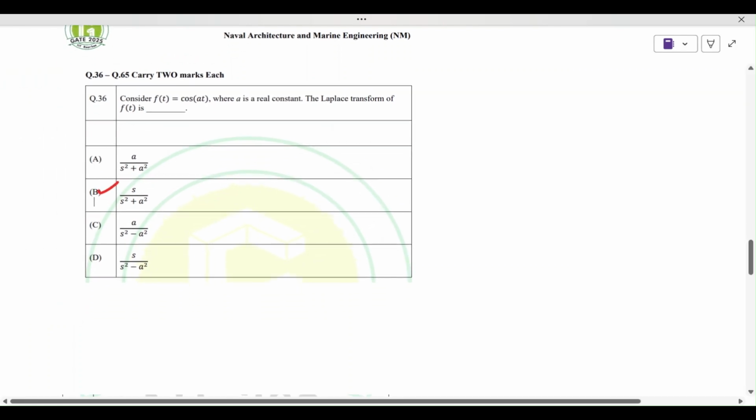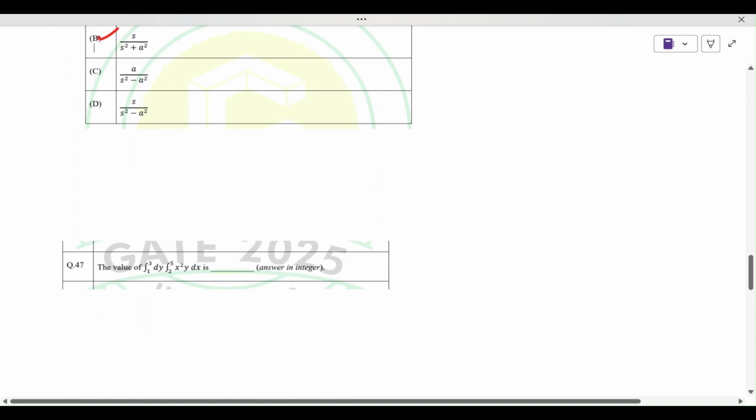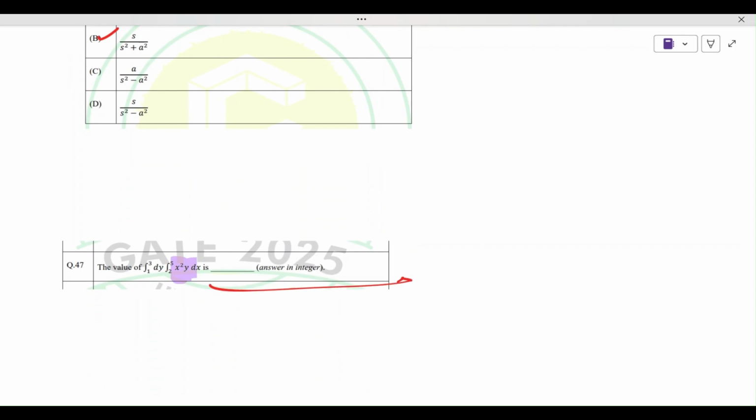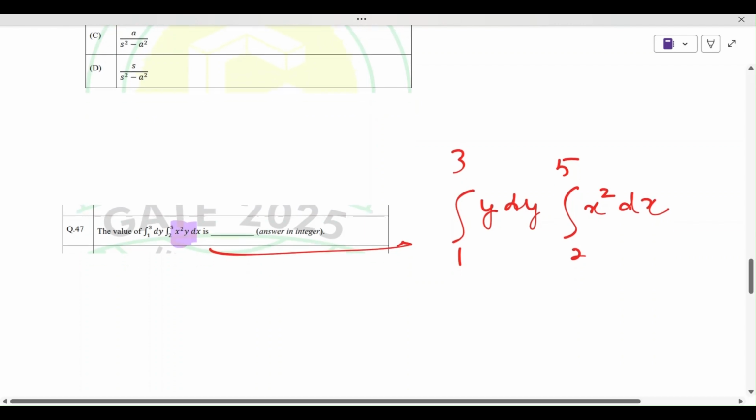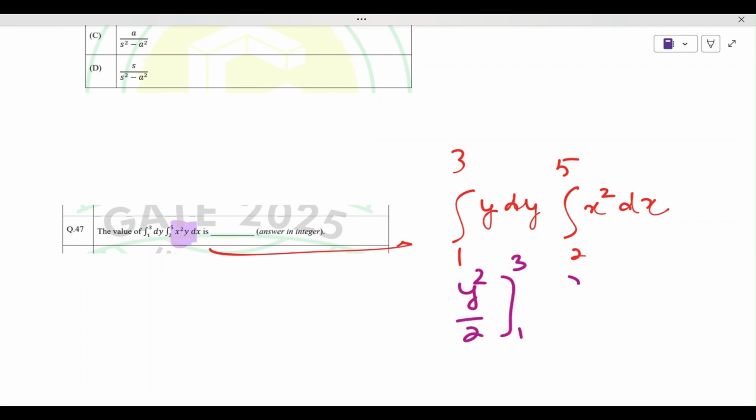Now the next question that we are going to discuss is about the double integration. Here we are going to split both the terms. Here x square y dx. Now how can we write this integral as integration from 1 to 3 of y dy times integration from 2 to 5 of x square dx. Now simple integration we are going to do, and separately we are solving it. So integration of y is y square by 2 from 1 to 3. Integration of x square is x cube by 3 from 2 to 5.